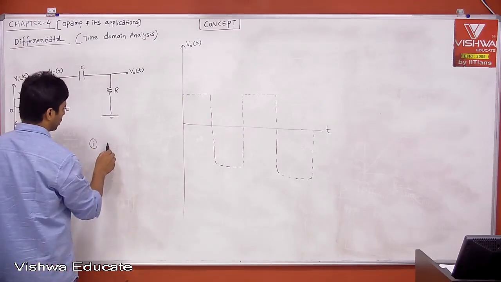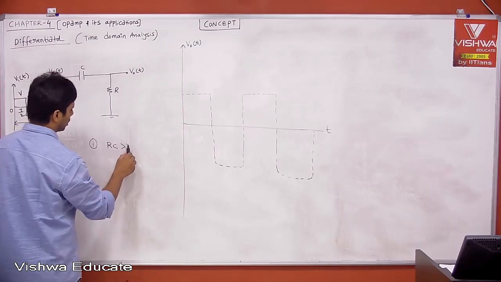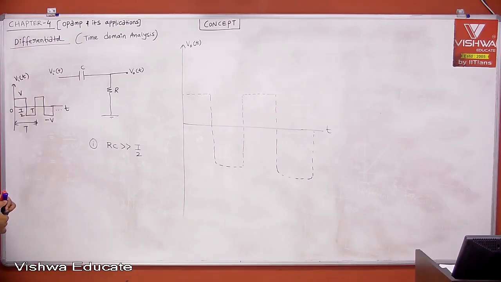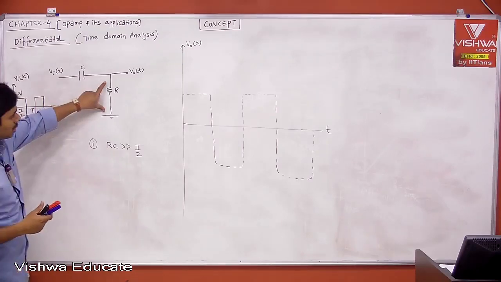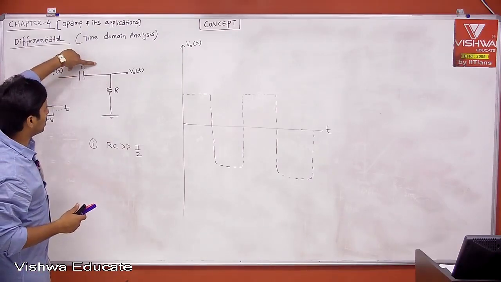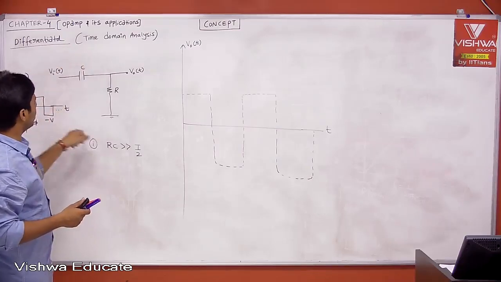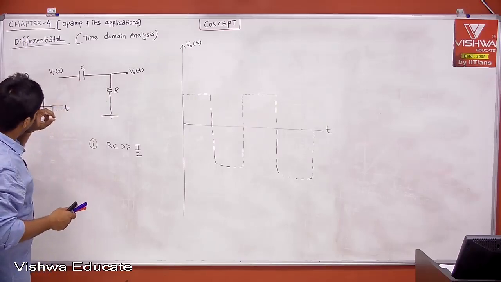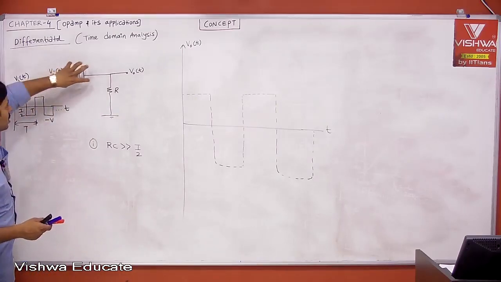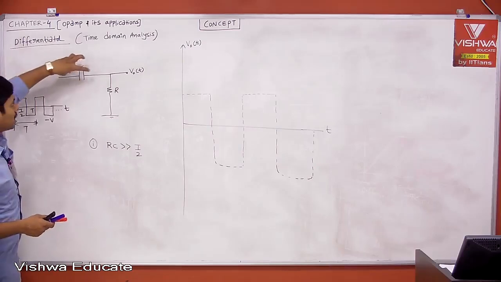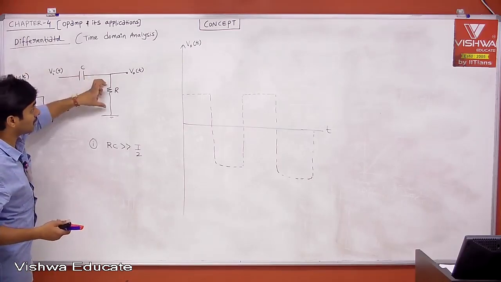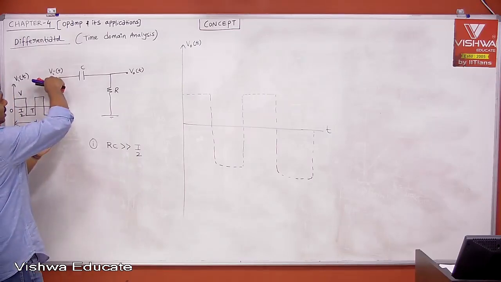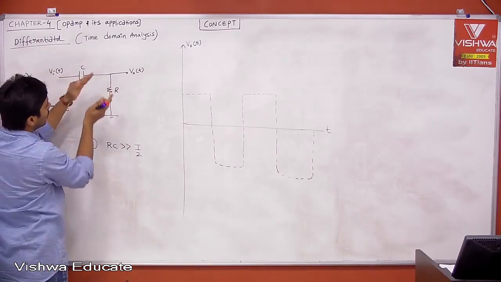Case 1 is nothing but your RC is very much greater than T by 2. What does it mean? Whether you are taking your output voltage across the resistor or across the capacitor doesn't matter. Ultimately it is in the loop, and the loop has the time constant of R into C. Whatever input you apply, your capacitor is trying to charge to that voltage. But we are not taking voltage across the capacitor, we are taking voltage across the resistor. But it has to satisfy KVL. What is KVL? Your input voltage VI is equal to the voltage across the capacitor plus the voltage across the resistor.